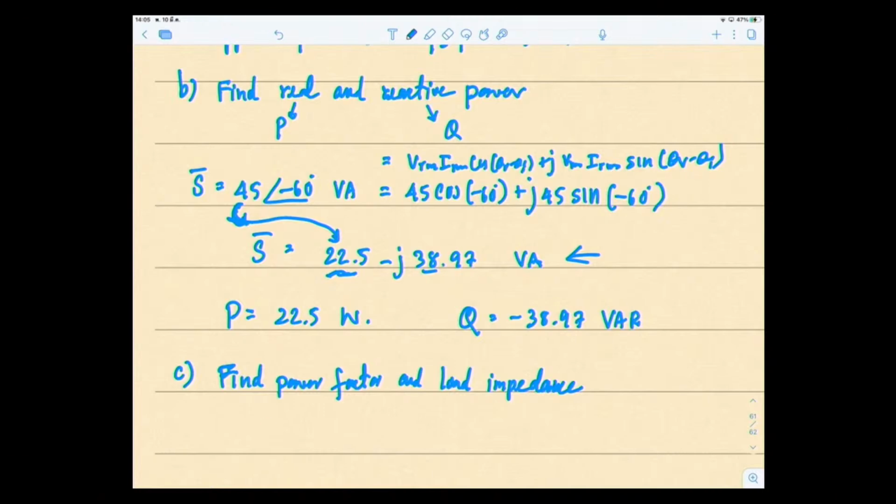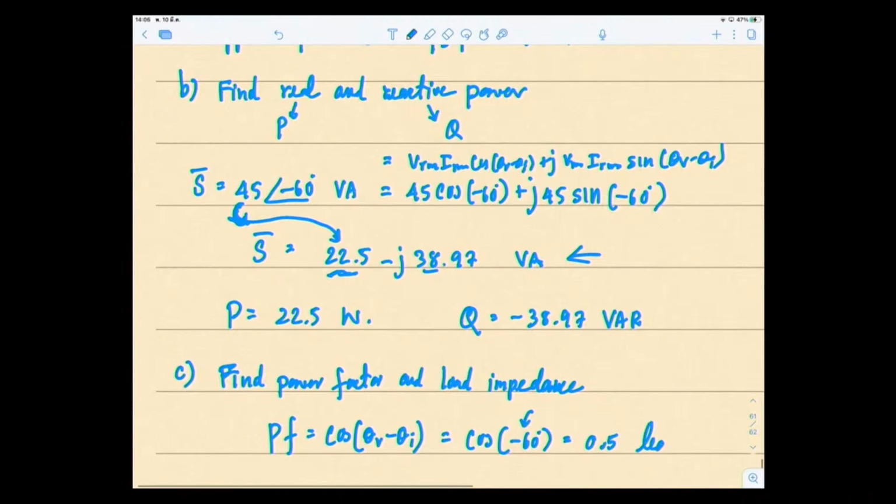Okay, so therefore PF is equal to cos(theta V minus theta I), which is equal to 0.5. Leading or lagging? Well, sorry, I should express it further. So it's cos of minus 60 degrees, equal to 0.5. Leading or lagging? Well, the angle is negative, so therefore it's a capacitive load, so leading.